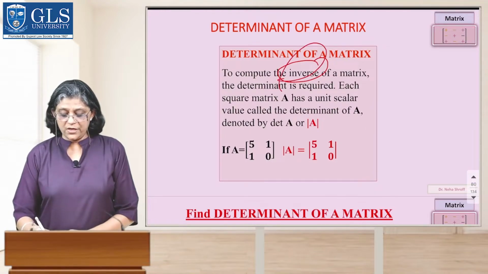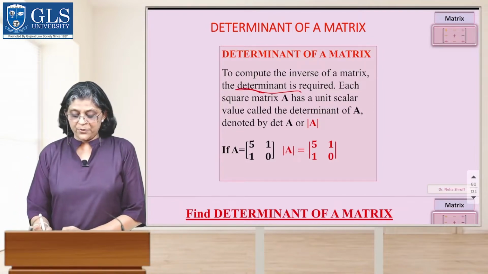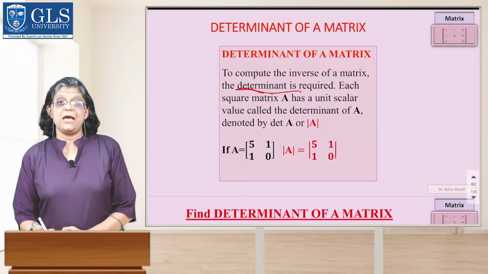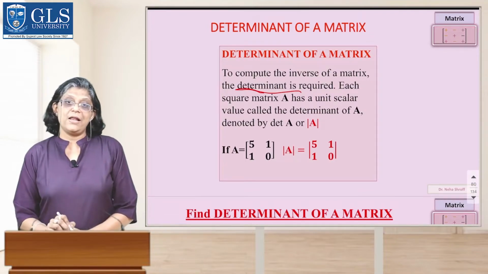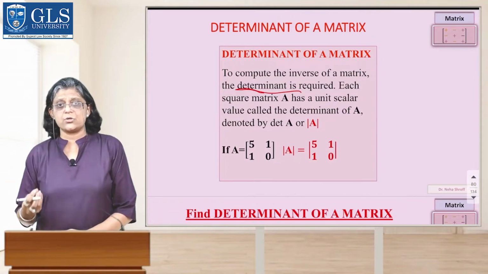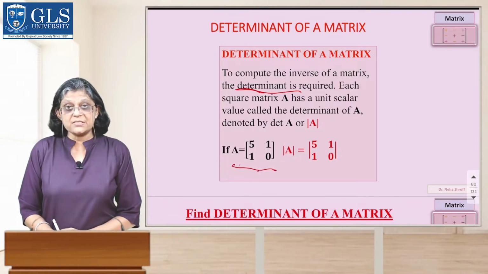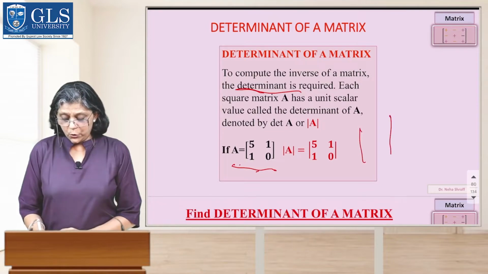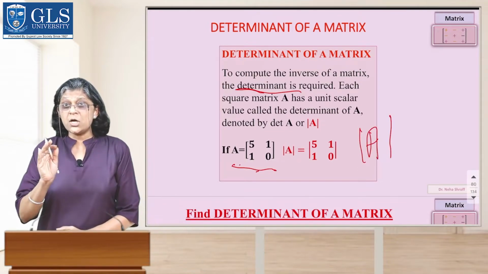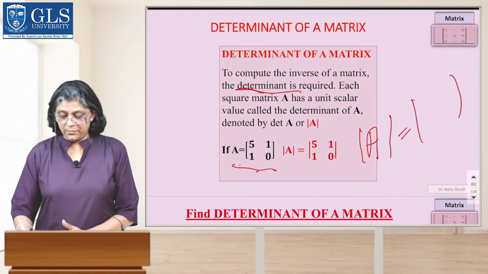And how do we understand this inverse concept is, to compute the inverse of a matrix, determinant is required. So each square matrix A has a unique scalar value and that value is called a determinant. A value comes; if you solve the determinant, you get one value. And very well you can see here that this is matrix A, whereas this is in notation like this. It is not modulus, it is determinant notation, and then we have determinant 5 and 1 and 0.